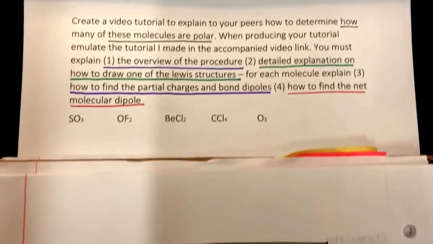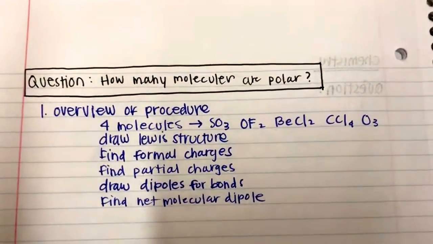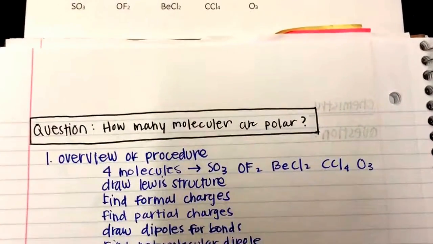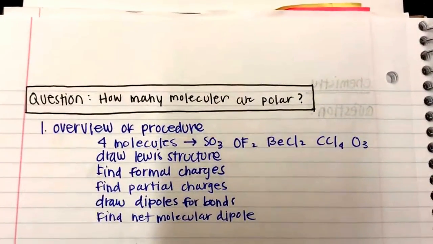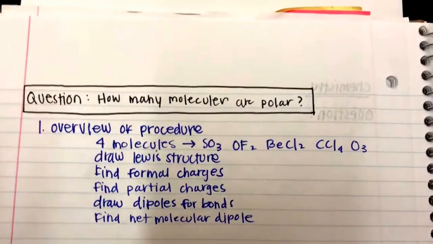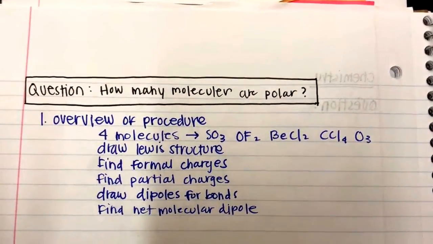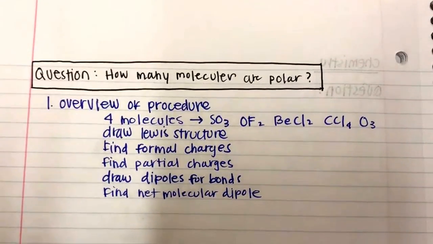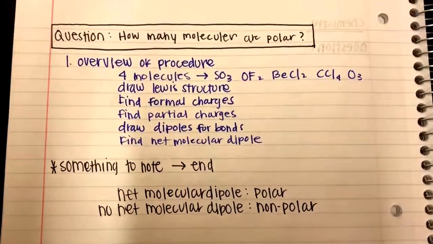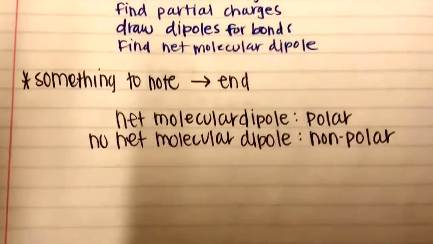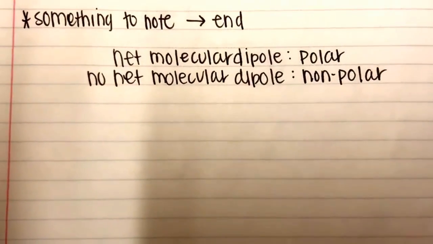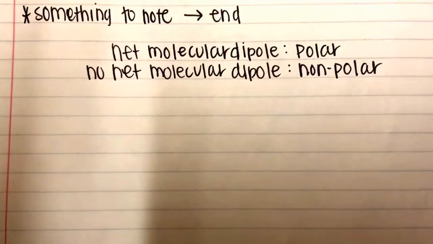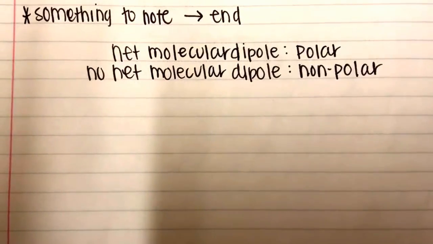So a basic overview of what is going to happen is this. We have 5 molecules. We're going to draw the Lewis structure for each molecule, find the formal charges, find the partial charges, draw the dipoles for the bonds, and find the net molecular dipole. Something to note right off the bat is that if we end up having a net molecular dipole, the molecule is polar. If there's no net molecular dipole, the molecule is nonpolar.